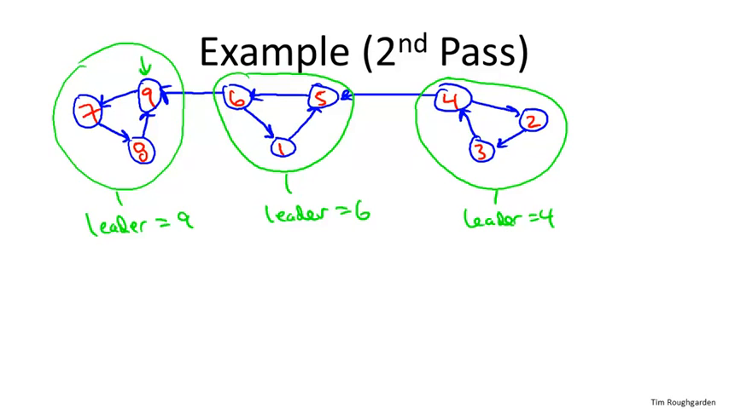We'll go back to the for loop and we'll check, have we seen 3 yet? Yes. Have we seen 2 yet? Yes. Have we seen 1 yet? Yes. And then the whole thing completes.